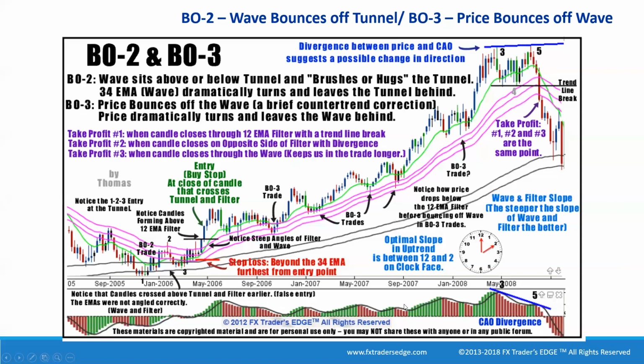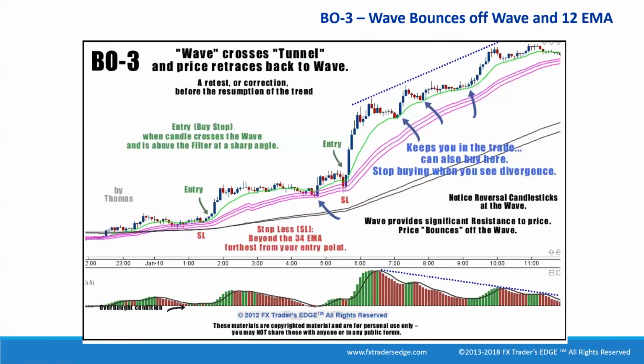And notice the awesome oscillator, it does keep making higher highs. And then we have bar divergence here, and he's labeled this a 3, 4, 5. So take profit 1 when the candle closes through the 12 EMA filter, with the trend line break. So take profits 1, 2, and 3 are pretty well at the same point, he's saying over here. So let's look at an example. Oh, and this is the same.